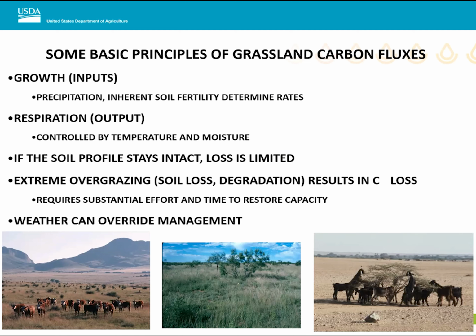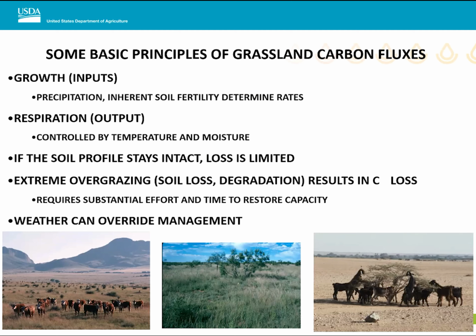Extreme overgrazing. And when I say extreme overgrazing, I mean the kind of overgrazing where we have soil loss, long-term degradation, and wind and water erosion that actually results in carbon loss. And that in itself requires substantial effort and time to restore that capacity. So that restoration part of it is very important, and the numbers can be pretty big, but it takes time and it's costly.